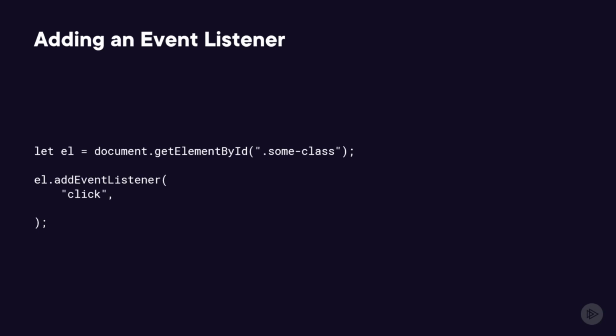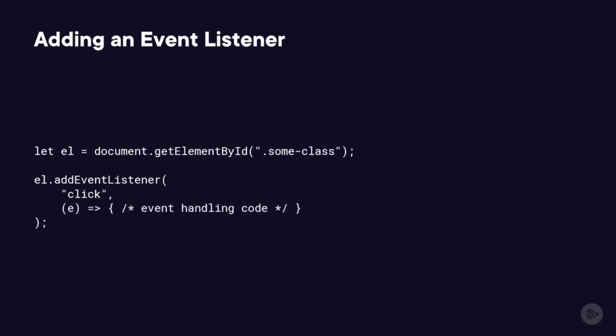So click is a common one, when a mouse click or a tap on, say, a button, a link, or any other DOM element occurs. And the second argument is the event handling code, the code that needs to be run once that event occurs. So here's a very simple example.